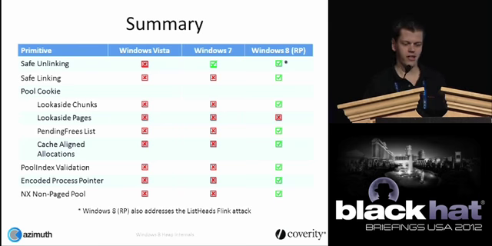So in summary, they've done a lot of good things in Windows 8. In Windows 7, we had safe unlinking. Windows 8 improves this pretty dramatically. They also add safe linking. Pool cookies are used in almost all of these lists now. We have pool index validation. We have encoding of the process pointers which are associated with pool chunks. And we also have the NX non-paged pool.